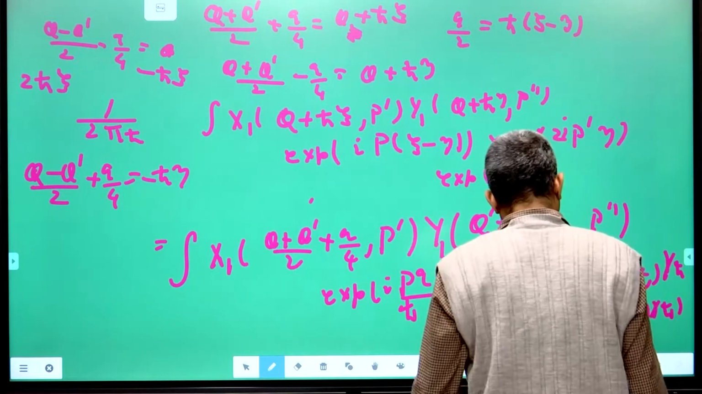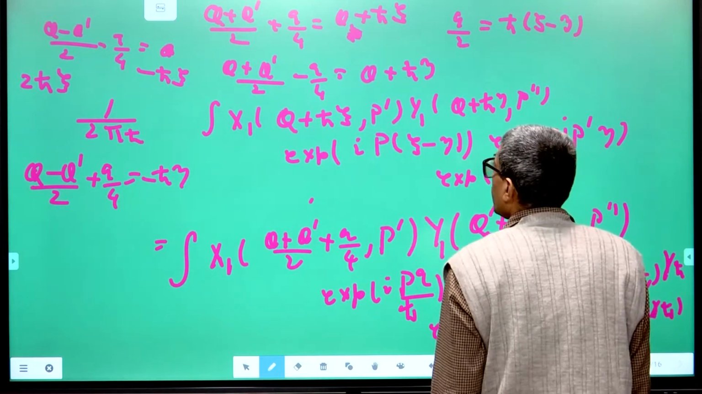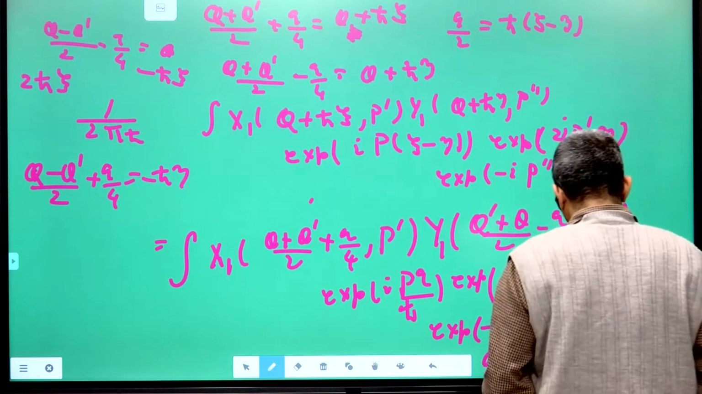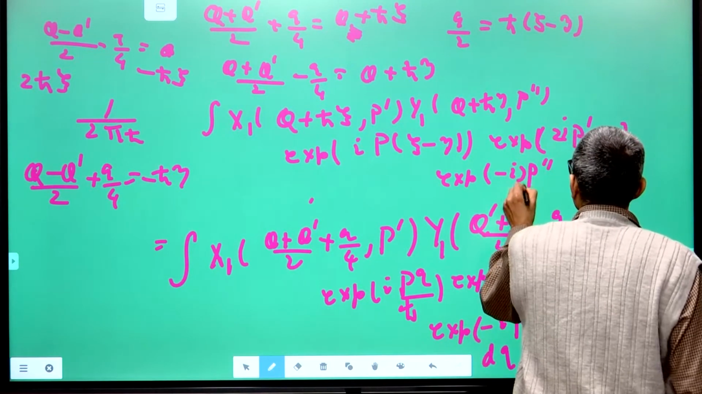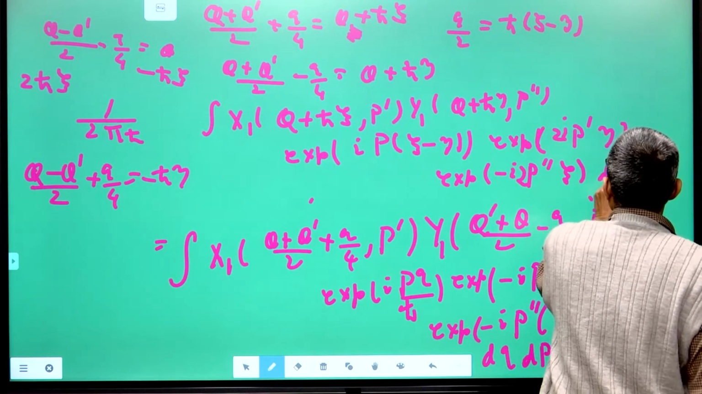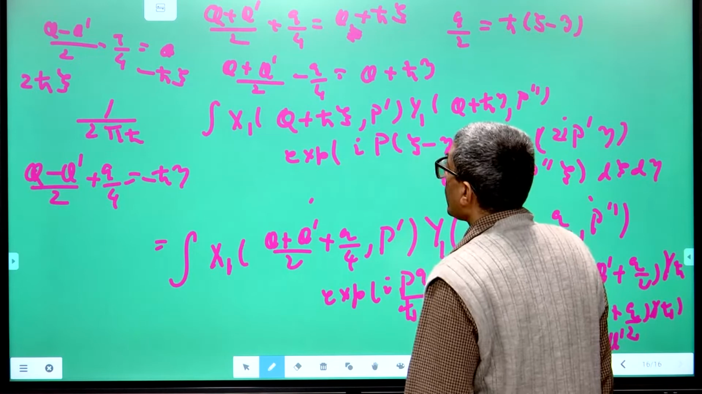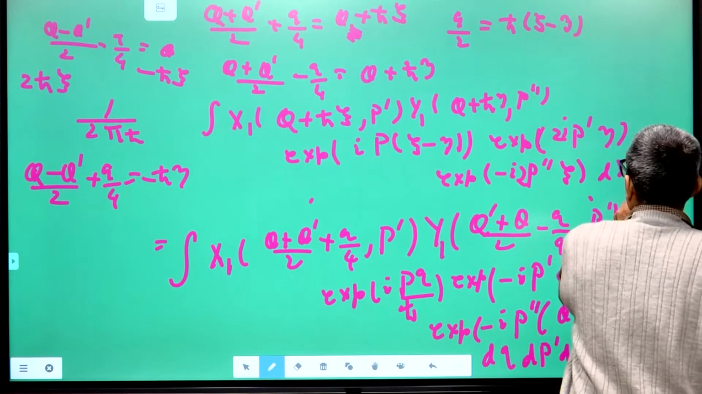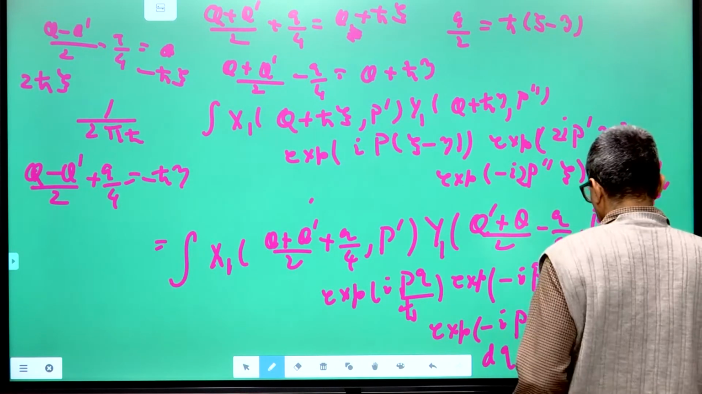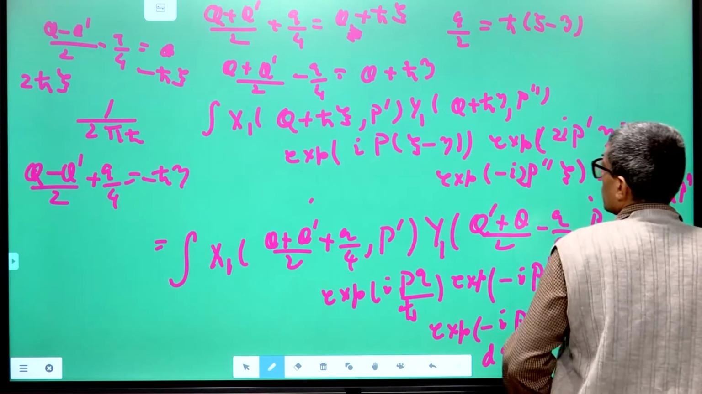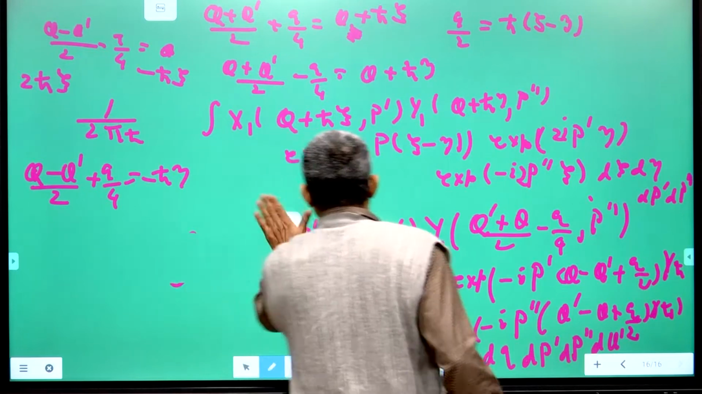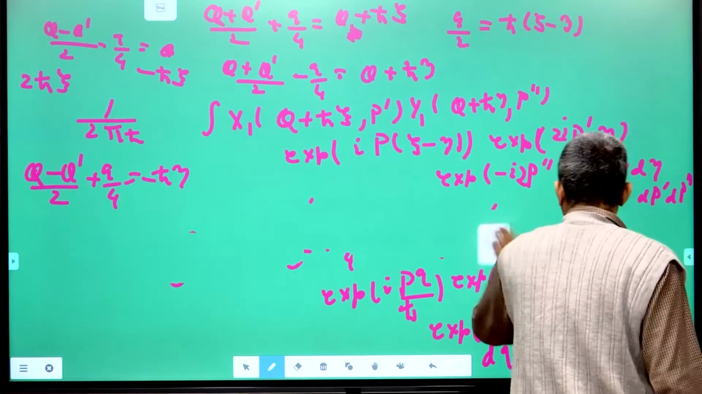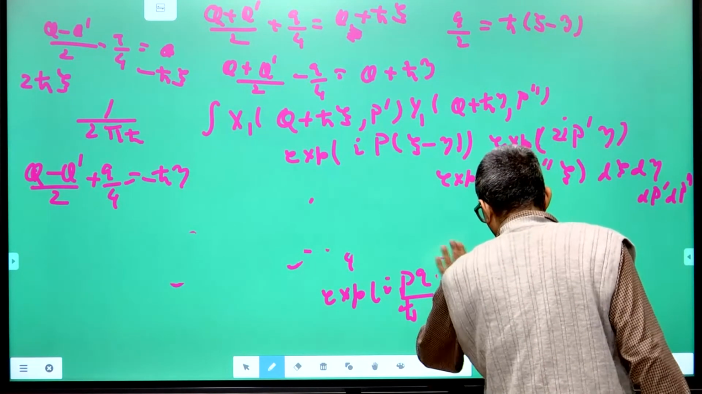So, that will give you exponential minus i p double dash 2 h xi, and then you have d xi d eta in place of d q dash d q, up to some constant. And then d p dash also I have to put. So, then you get dp dash dp double dash, that is what I get here. This is the formula for the Wigner distribution of the product of two operators.